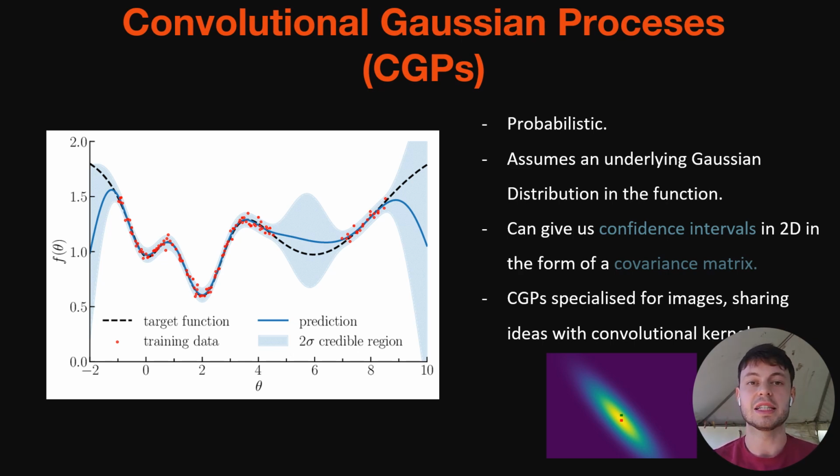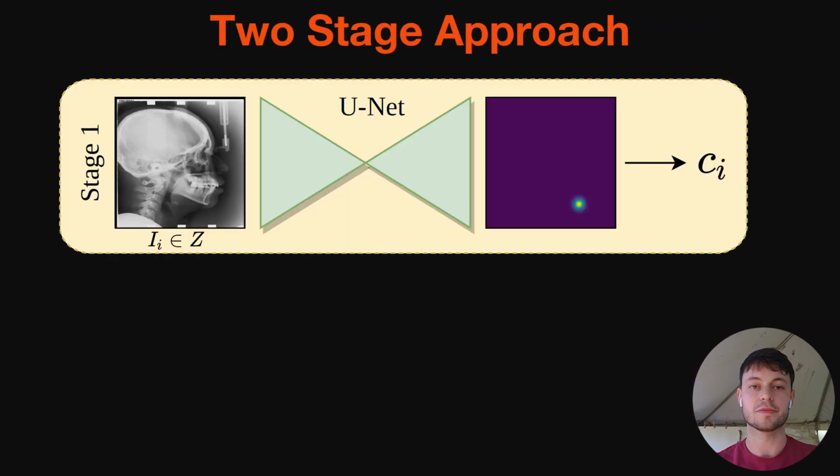These are probabilistic, non-parametric machine learning models. Interestingly, they can give us uncertainty in 2D in the form of a covariance matrix, which is exactly the same form we were trying to approximate with our heat map regression in the deep learning approaches. So specifically here we use a multitask convolutional Gaussian process using stochastic variational inference.